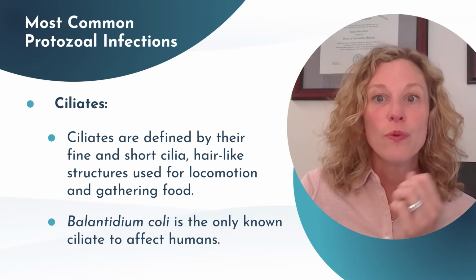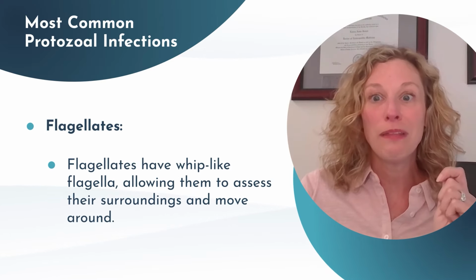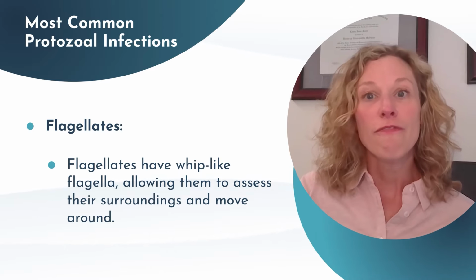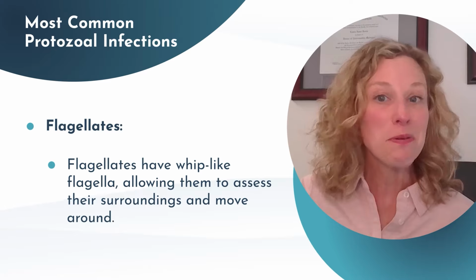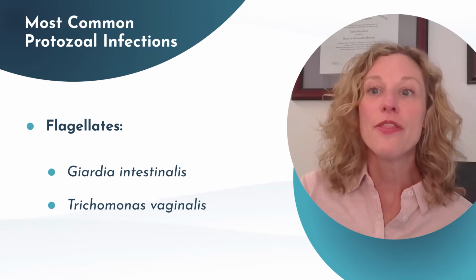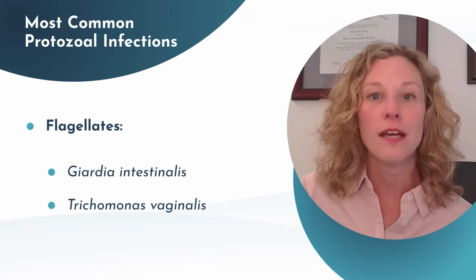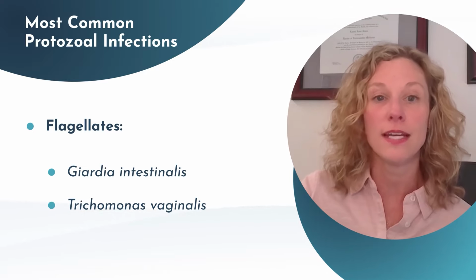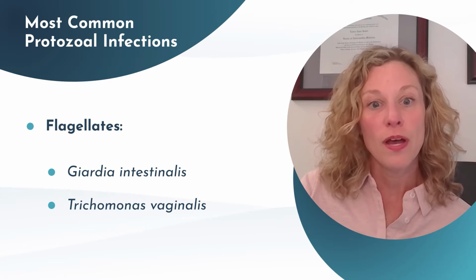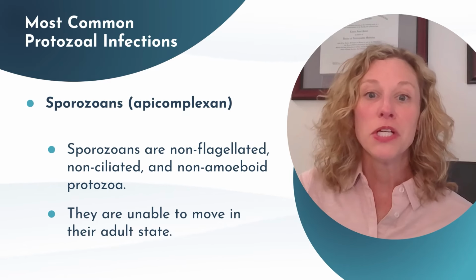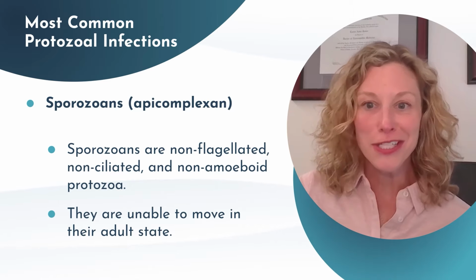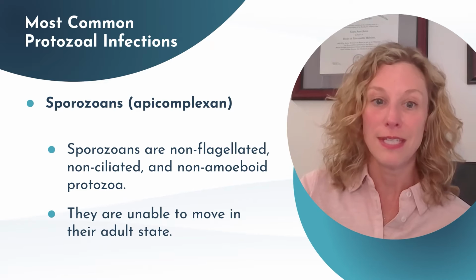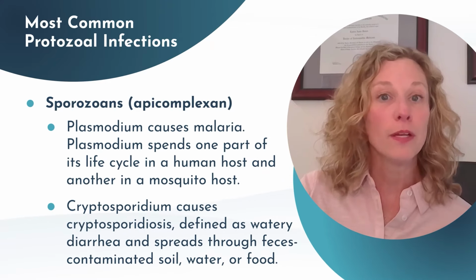Another type of protozoa would be your flagellates. Flagellates have a whip-like flagella, allowing them to assess their surroundings and move around. And a flagellate that probably most of us recognize is Giardia. Another one would be Trichomonas vaginalis. So those are two more common flagellates here in the United States. And the last type of protozoa is a sporozoan. Sporozoans are a little more boring. They're non-flagellated, they're non-ciliated, they're non-amoeboid, so they really are unable to move in their adult state. Examples of them would be Plasmodium and Cryptosporidium.